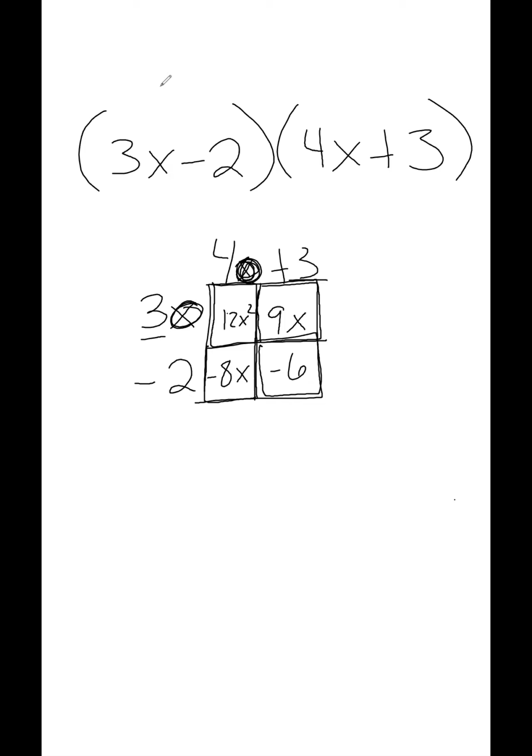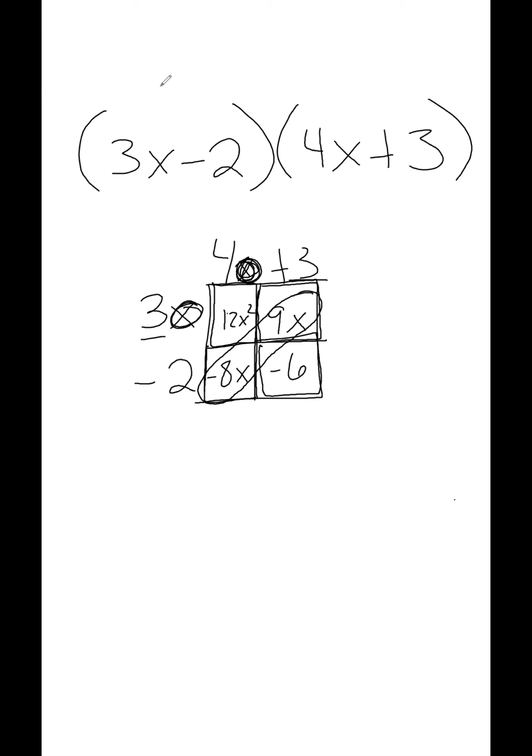I like to just combine like terms using the box method. There's nothing else with the x squared. So 12x squared just stays by itself. And there's nothing to combine with the negative 6 because it's by itself. It has no x's with it. But the 9x and the negative 8x can be combined because they're both numbers with x's behind them. They're alike. So we combine those like terms.